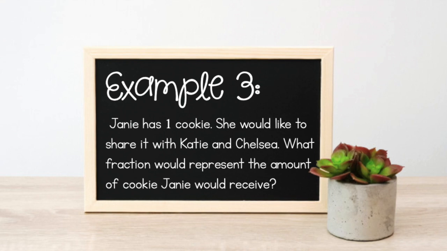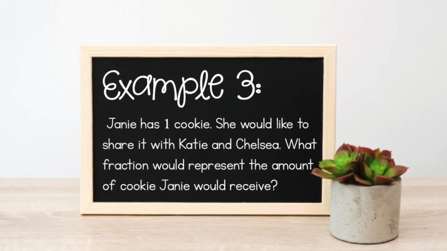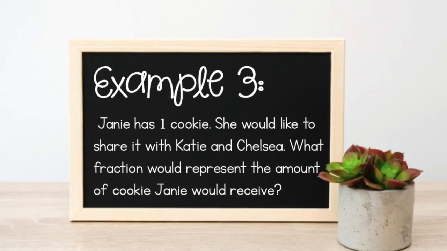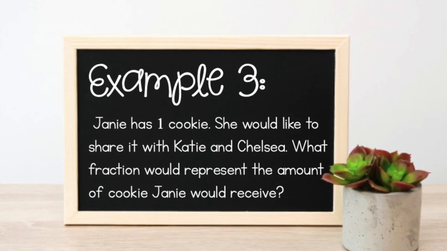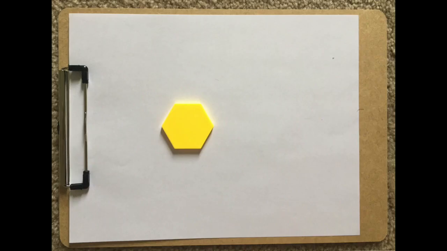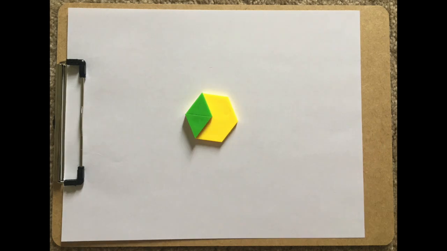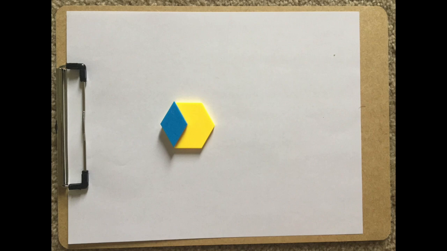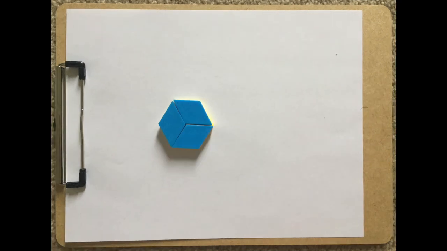For the third example, students would be asked to go a little deeper into a real-life situation. Janie has one cookie. She would like to share it with Katie and Chelsea. What fraction would represent the amount of cookie Janie would receive? First, students would begin by defining their whole. In this case, we'll use the hexagon. The student would then again explore to find which way they could partition to get 3 equal parts for each person in the problem. After some trial and error, the student should find that the rhombi would allow them to partition in 3 equal parts.